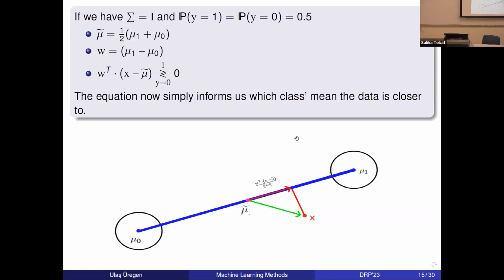So our decision boundary, if we say that mu1 is the mean of the red points and mu0 is the mean of the blue points, will be perpendicular to this blue line and also pass through mu hat. So it will consist of the points whose distances to mu0 and mu1 are equal.